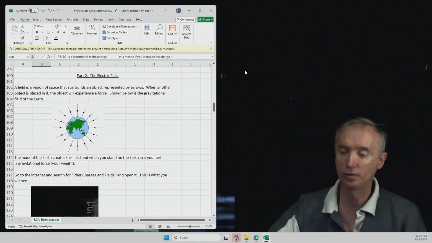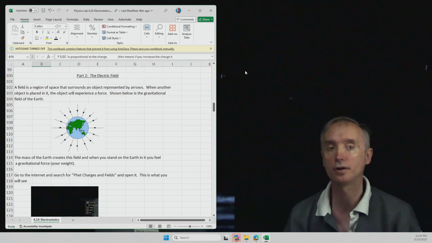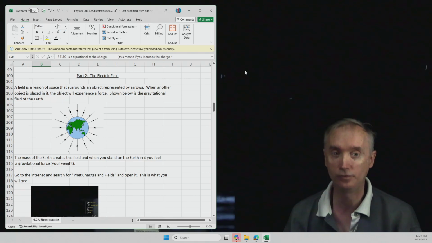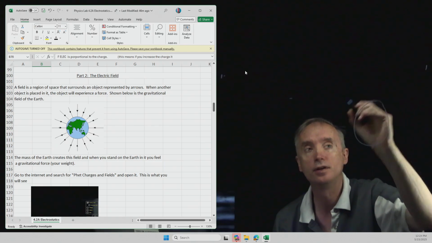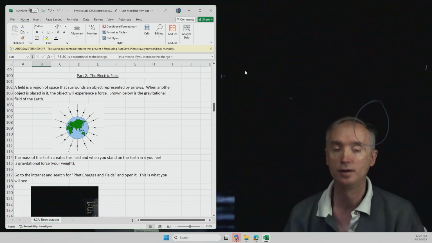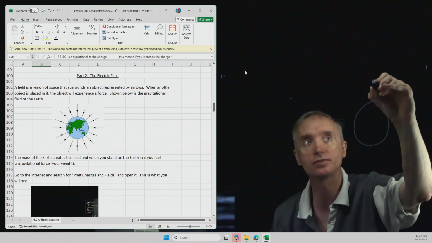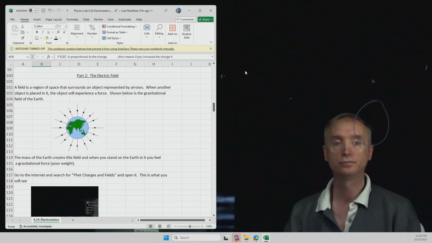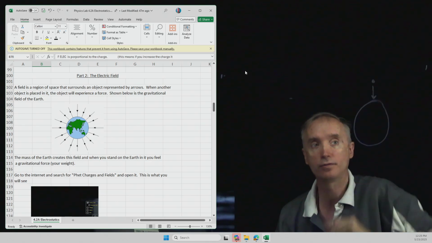Since you're more familiar with gravity, I thought that we would introduce this by talking about the gravitational field of the Earth. So if you look at that picture there, you've got the Earth, and then it shows its gravitational field. So how do we map the gravitational field of the Earth? All we do is we're going to take a little mass and we're going to drop it. So we let go of the mass and it falls to the Earth.